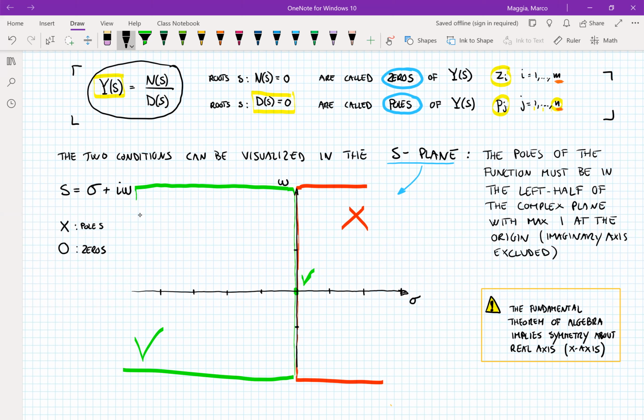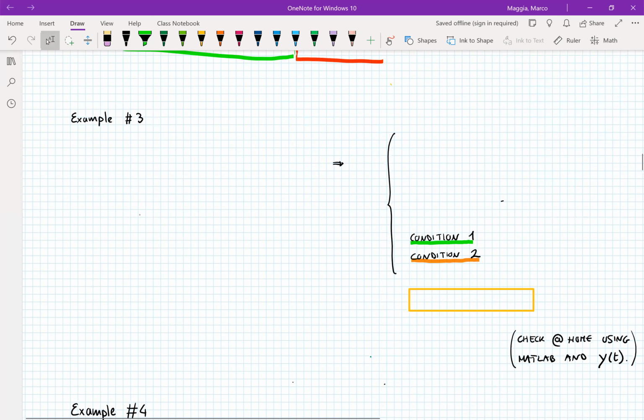All right, so now let's take a look at another couple of examples with two functions in the S domain. We'll find the zeros and the poles, and by inspecting the poles, we'll see whether or not the final value theorem can be applied. All right, so we're given the following function in the S domain. We have S plus 1 over S times S plus 4 times S plus 2 minus I times S plus 2 plus I.